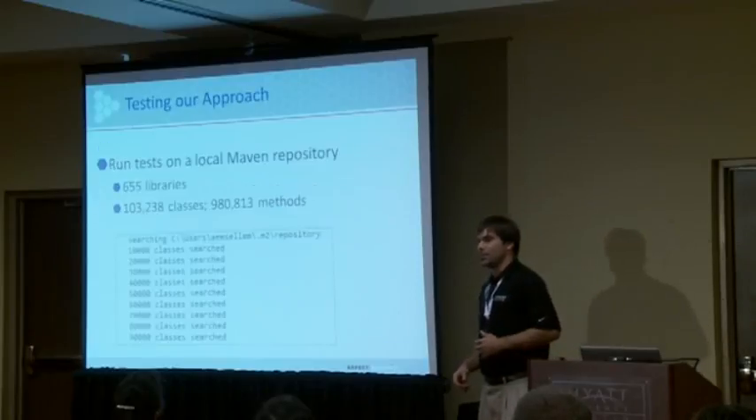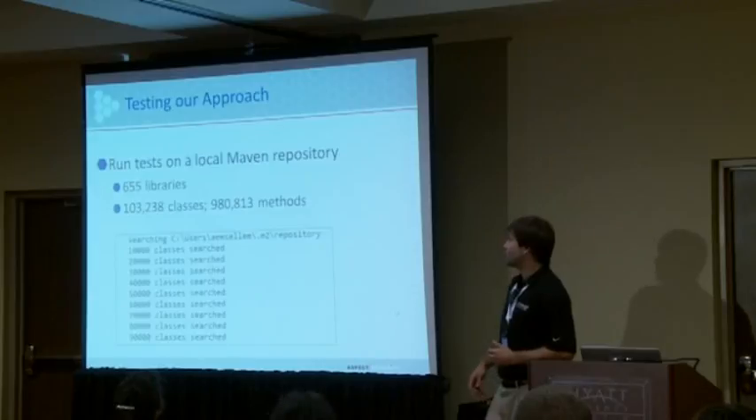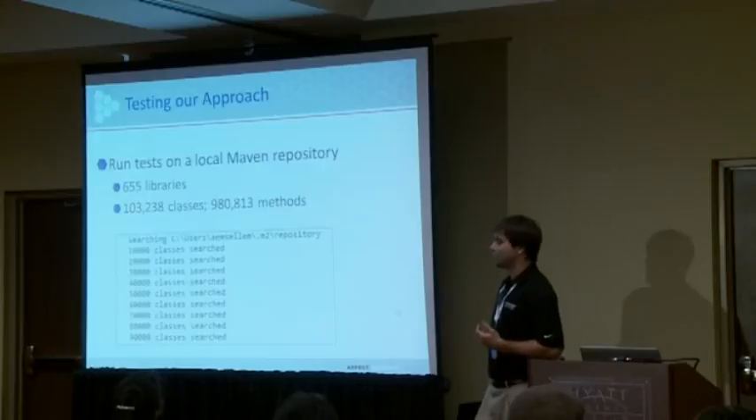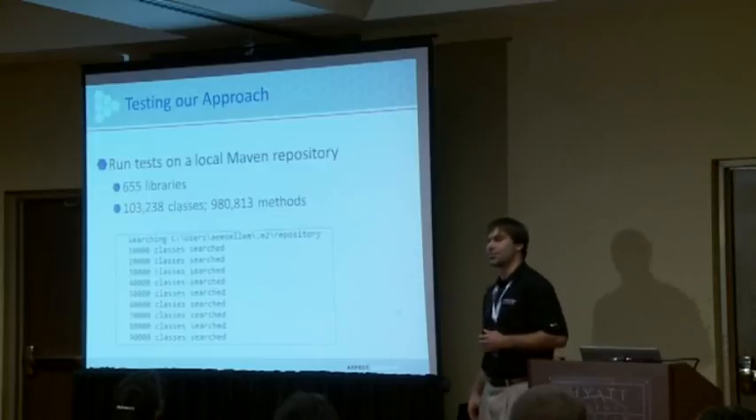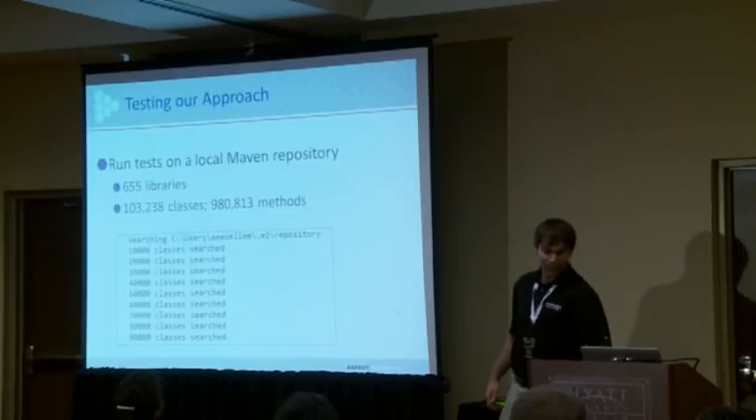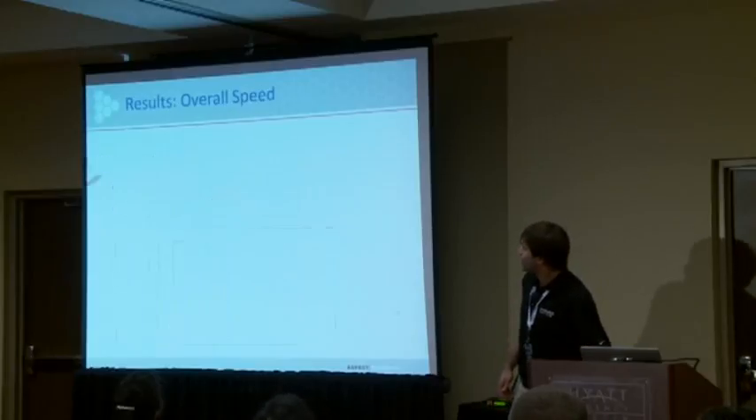All right, so the tests we did were run on a local repository. This is a subset of the libraries in Maven. We ran it on 655 libraries, just over 100,000 classes, and just under 1 million methods. You can see some output from the search process going on there.